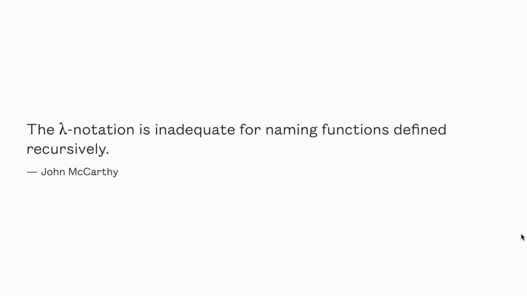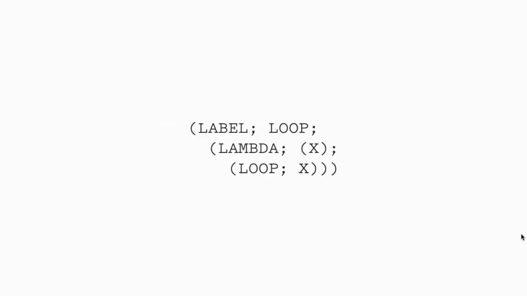The lambda notation is inadequate for naming functions defined recursively. McCarthy recognized that recursive anonymous functions, while possible to write, are hard to read because the function doesn't refer to itself directly. So McCarthy introduced the operator label. Label binds an S expression to a variable. By binding a function to a variable, the function can be defined directly in terms of itself. Here is a function that will call itself infinitely.